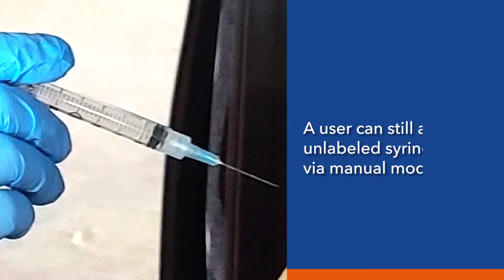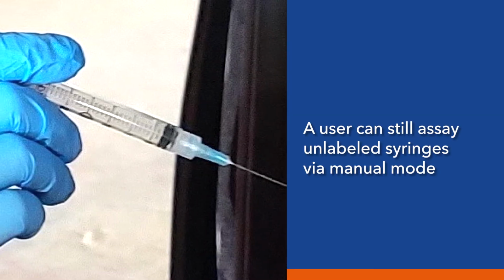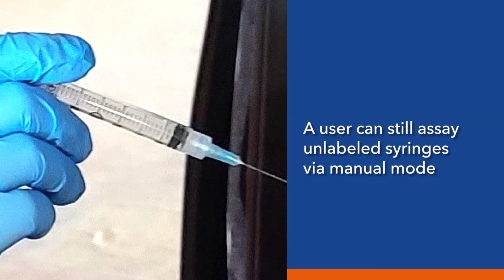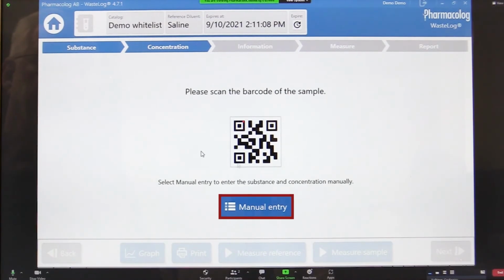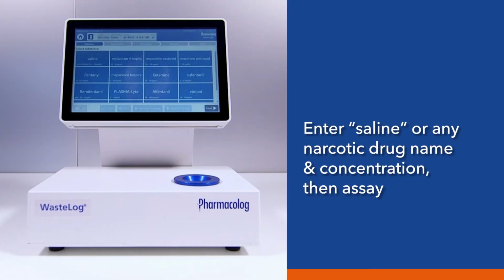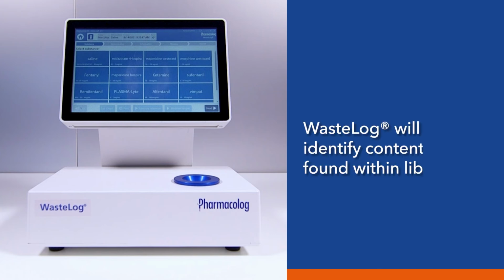As a final example, let's assume you find an unlabeled syringe in the locker room. Although there is no label to scan, a user can still assay the drug via manual mode despite not knowing what's in the syringe. A user has the option to manually enter saline or any narcotic in the drug library. As long as the waste being tested is found in your library, WasteLog will properly identify the contents regardless of what you typed in manually.